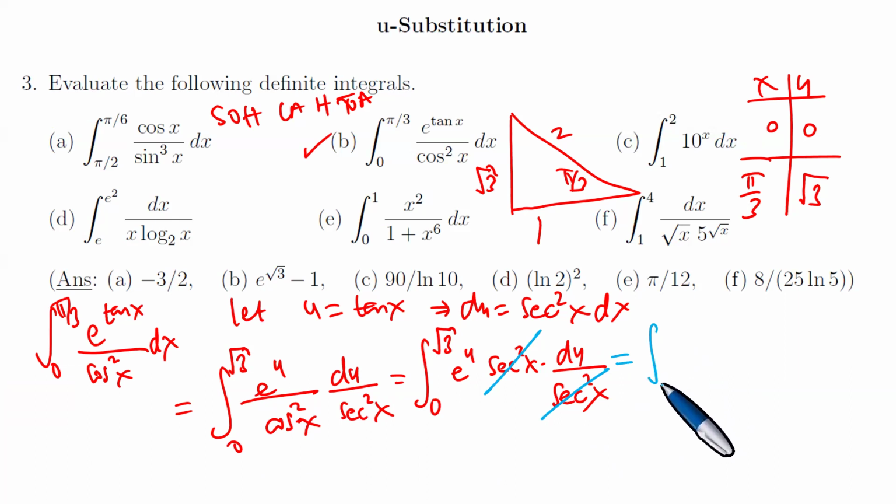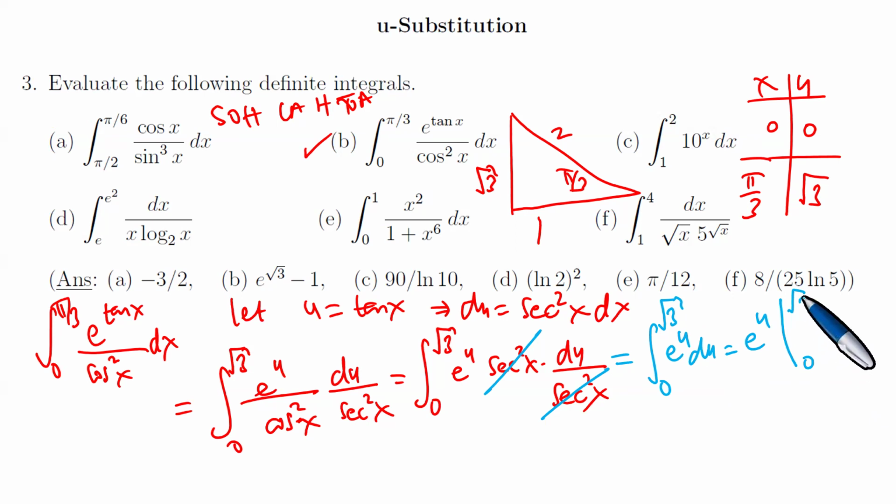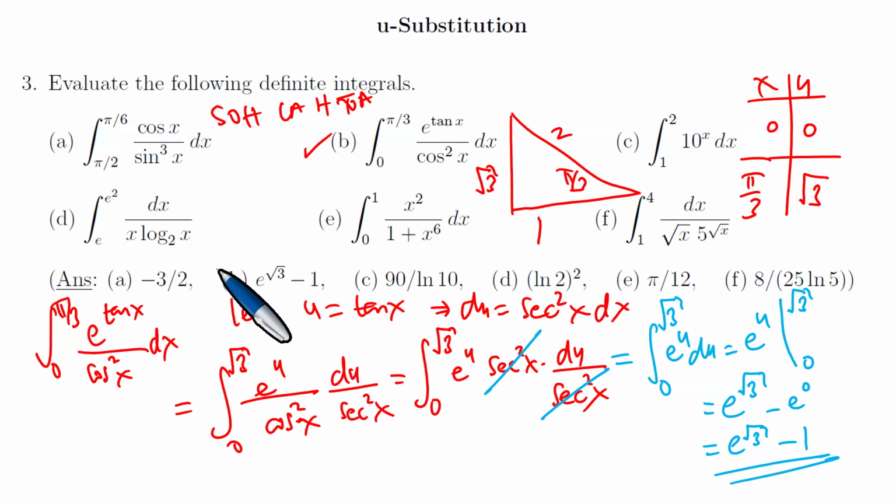So now, this is the square root. Then we have e to the u du, which is e to the u, the integral from 0 to the square root of 3, which is e to the square root of 3 minus e to the 0, which is e to the square root of 3 minus 1. This is the answer. E to the square root of 3 minus 1 is the answer. So indeed, the answer to part B is correct.